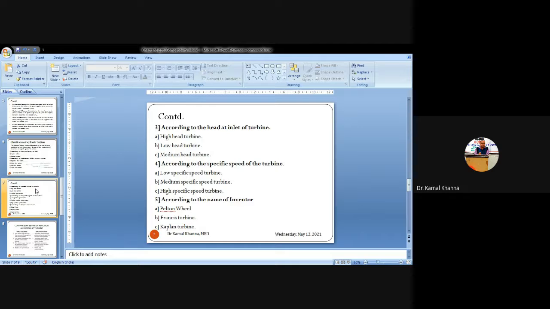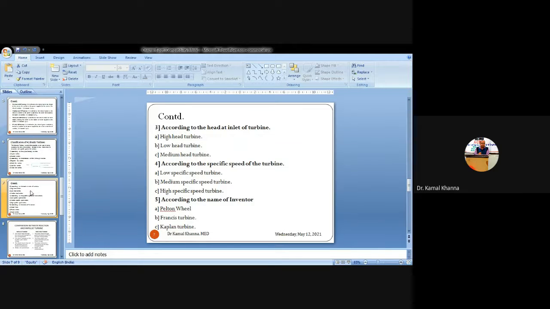Next classification is according to the head at the inlet of the turbine. That is, we classify the turbine according to whether the head available at the inlet is high head, low head, or medium head. If the head available at the inlet of the turbine is high, then it is called a high head turbine. If it is available at medium head, it is called a medium head turbine. And if we are not getting the high head or medium head at the inlet of the turbine, that is called a low head turbine.